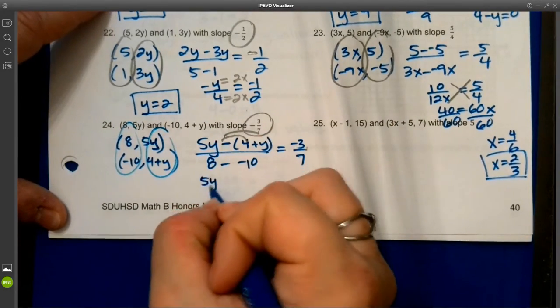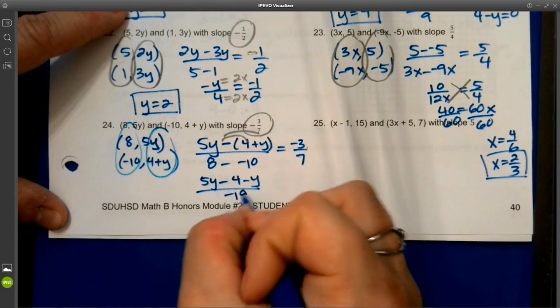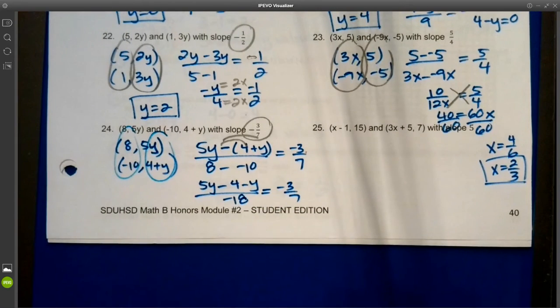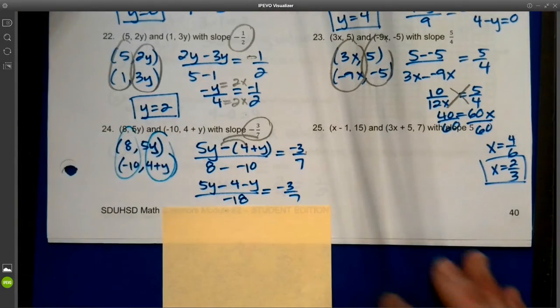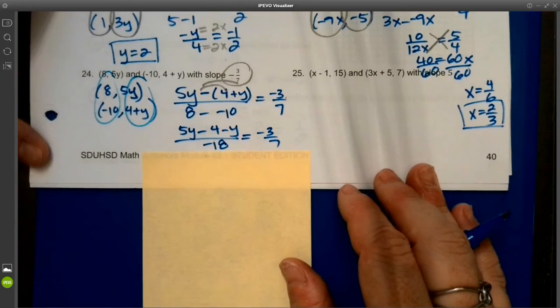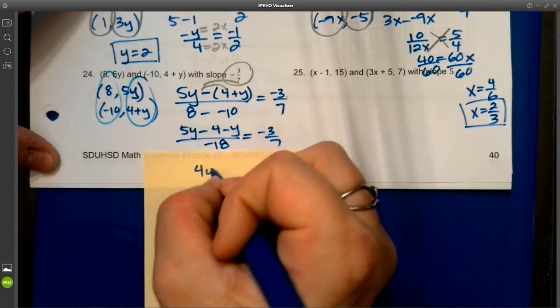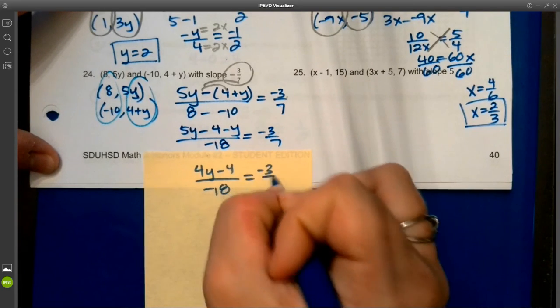So I've got 5y minus 4 minus y, and 8 minus negative 10 is a negative 18. I'm going to set that equal to negative 3/7. Now I'm going to run out of room. But lucky for you and lucky for me, I've got this great thing called a sticky. So I'm just going to add that on so I can extend through. Pretty slick. Now 5y minus 4 minus y, that's going to be 4y minus 4 over negative 18. And again, I'm going to set that equal to negative 3/7.